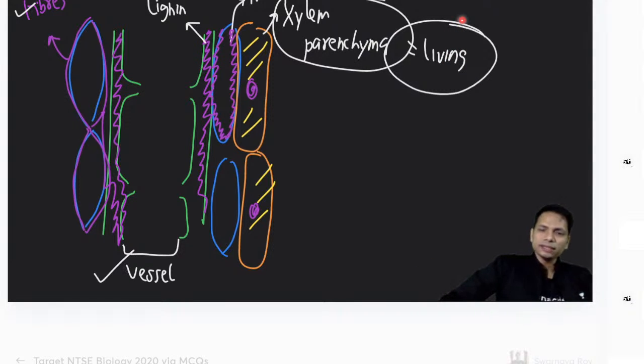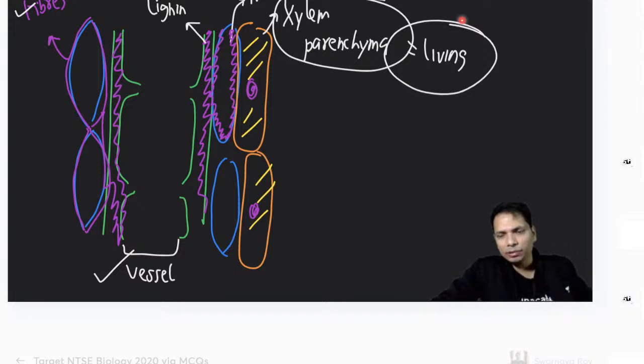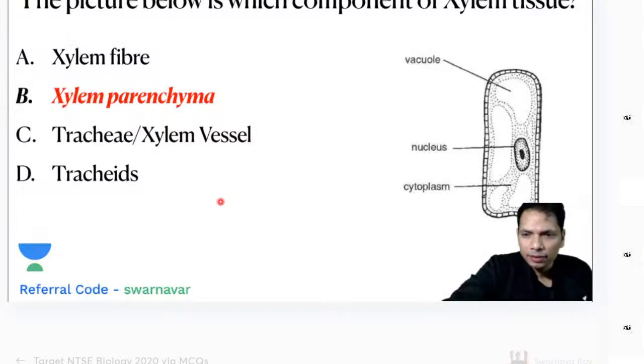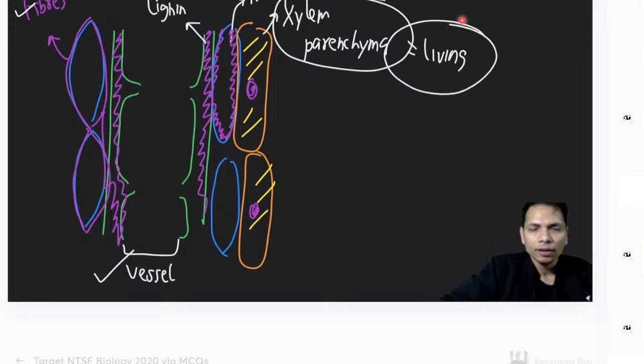Akanksha, you should know this. This is a class 9 concept, okay? Tissue concept. All right. Do you understand the concept? Because of lignin, all those components except xylem parenchyma are dead. Okay, we'll go to the next one.